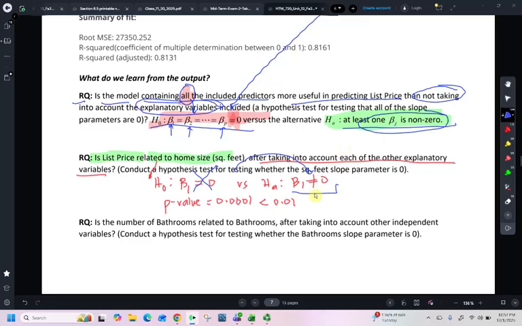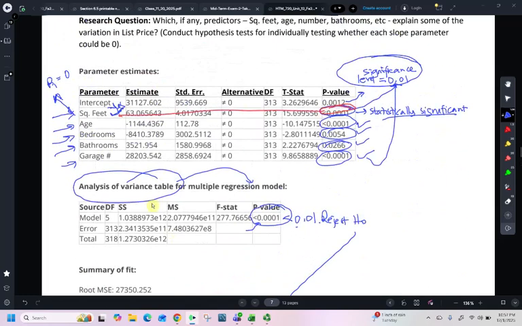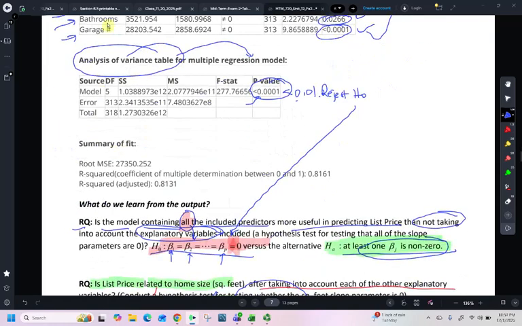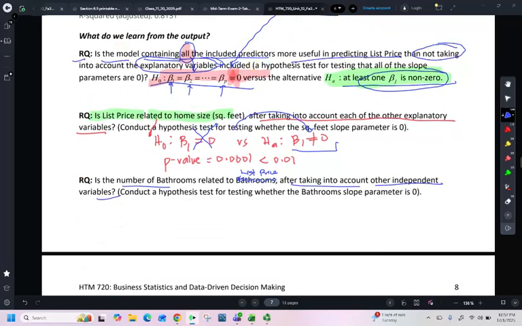A similar argument can be made for number of bathrooms. We want to see if the number of bathrooms is related to, excuse me, this should be list price, taking into account all other independent variables. This time for number of bathrooms, I see this as the first independent variable, second, third, so this is the third independent variable, and then the fourth is bathrooms. So in this case, I am testing the null hypothesis that beta 4 is 0 versus the alternative that beta 4 is not 0. What is the p-value corresponding to bathrooms?